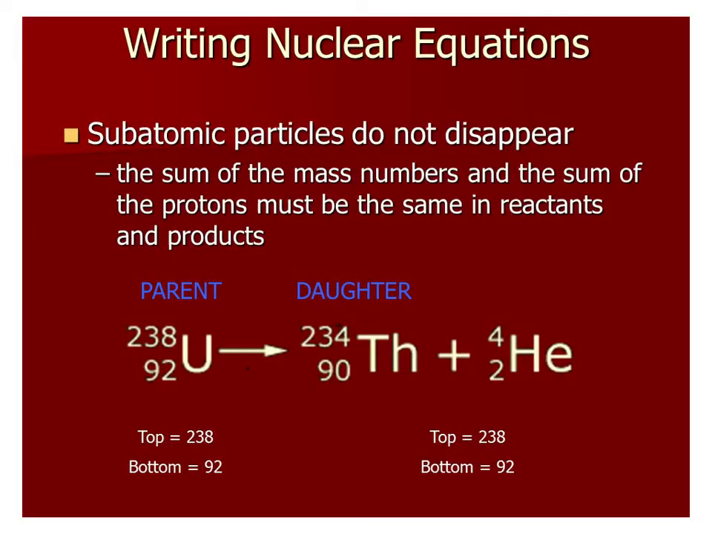Writing nuclear equations to describe what is happening during a nuclear decay reaction is quite simple. So we know that the subatomic particles cannot disappear. We must maintain the numbers of both the protons and the atomic mass throughout the nuclear decay reaction.